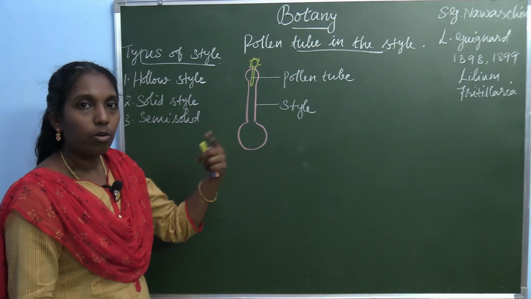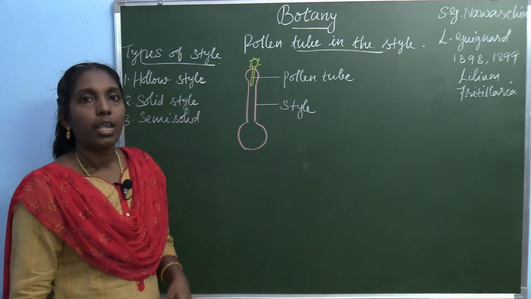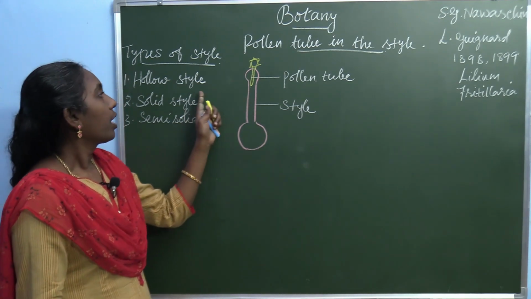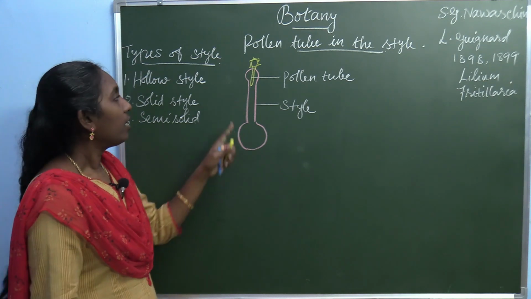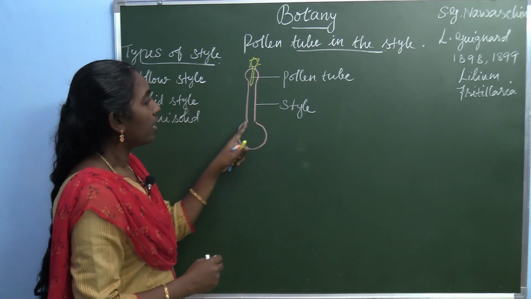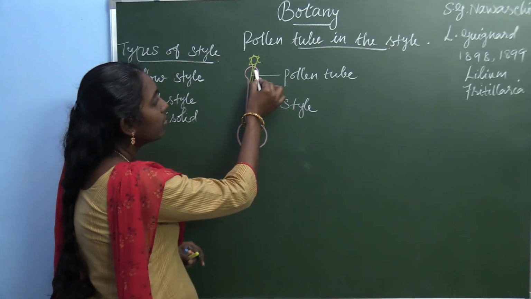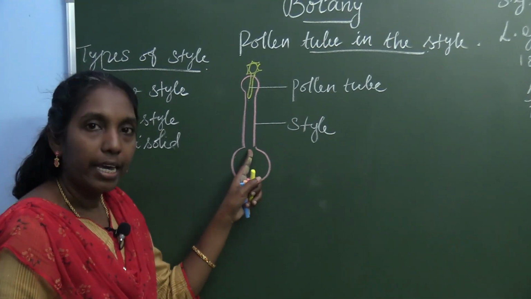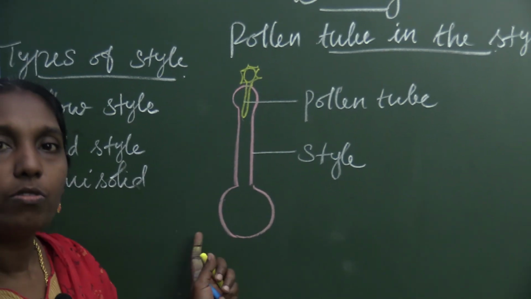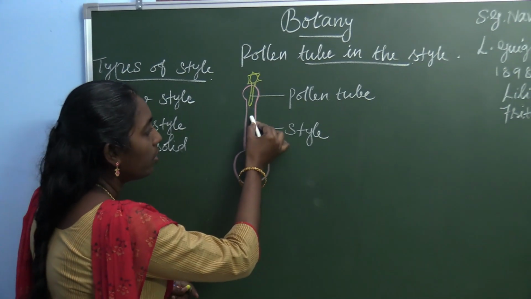Among these, we are going to discuss in detail the types of style. First type is hollow style. This style is observed in monocots. In this type of style, there is a hollow canal. This is the stylar region. A hollow canal running from the stigmatic surface to the end of the style is present. It secretes a mucilaginous substance. Through this, the pollen tube grows.